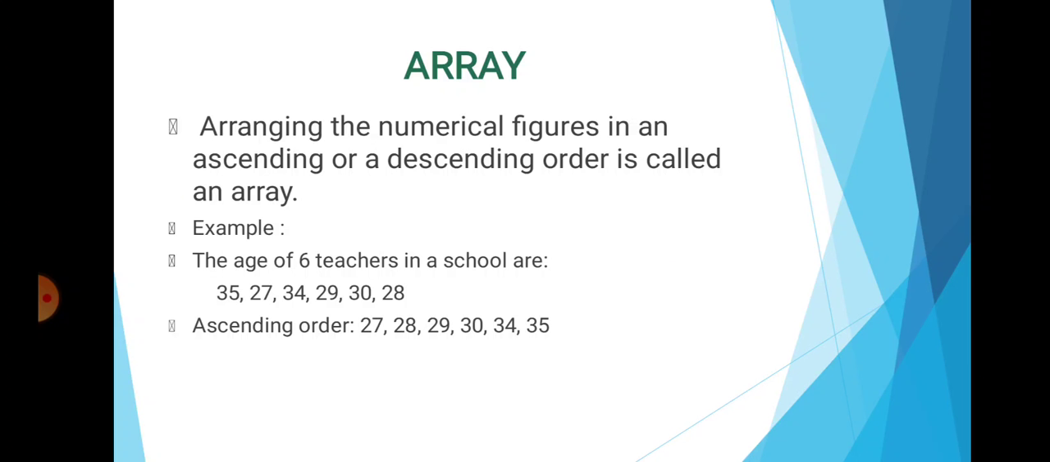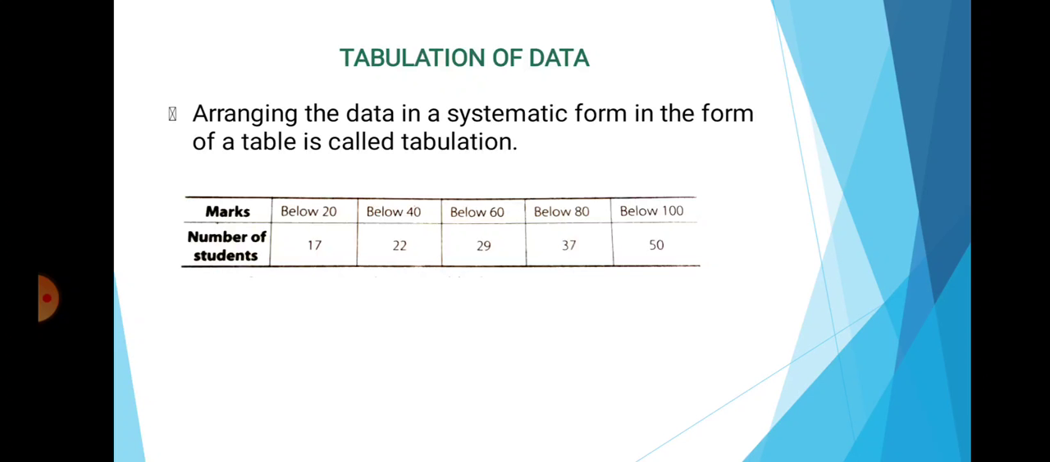Okay. Now let us see what is meant by tabulation of data. Arranging the data in a systematic form, in a proper form in the form of a table, is called tabulation. As you see here, the marks and the number of students are arranged in a tabular column. You can see here marks: below 20, below 40, below 60, below 80 and below 100. In the next row it is given how many students got marks below 20. So arranging given data in a proper tabular column is called tabulation of data.